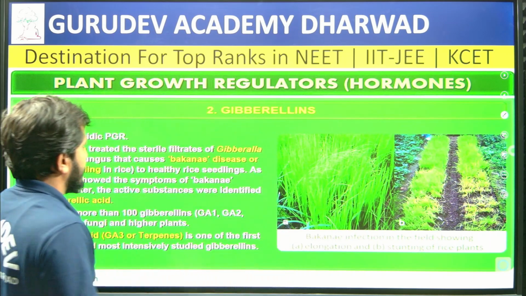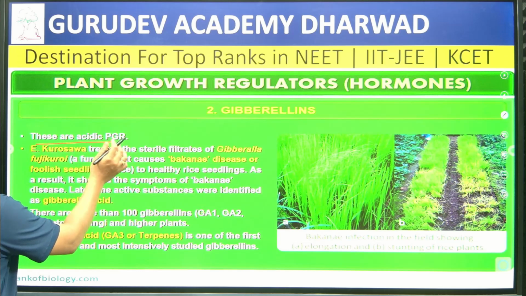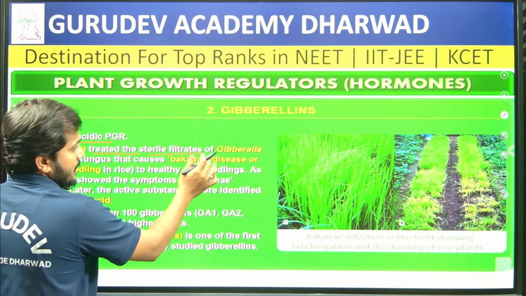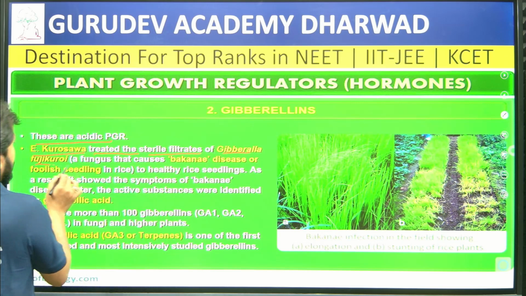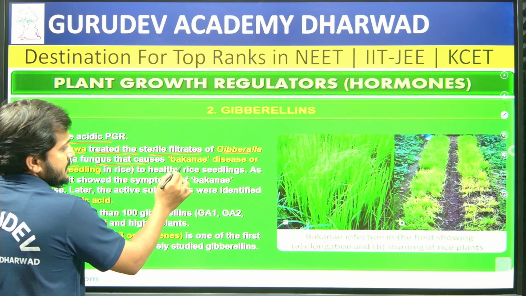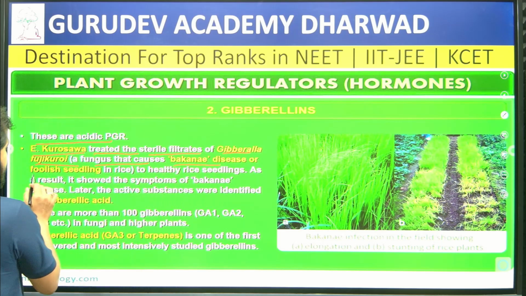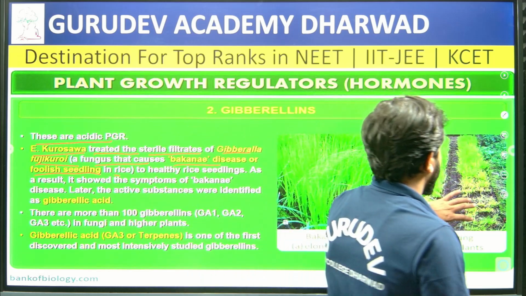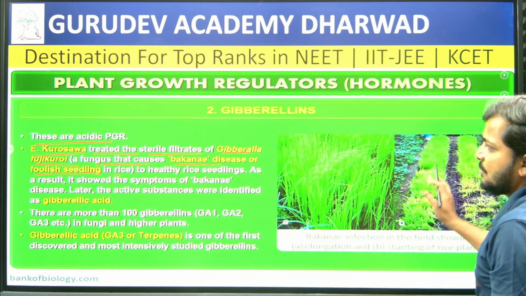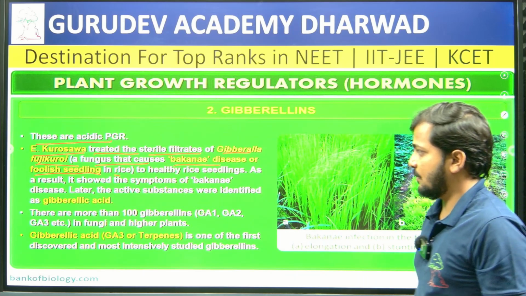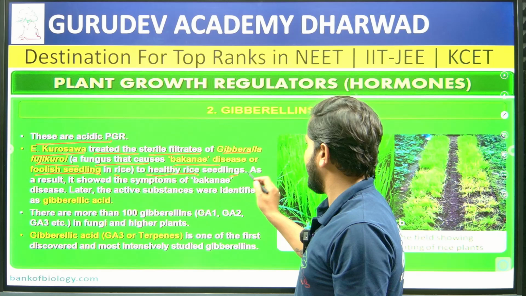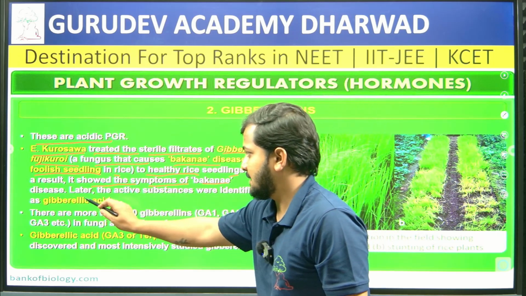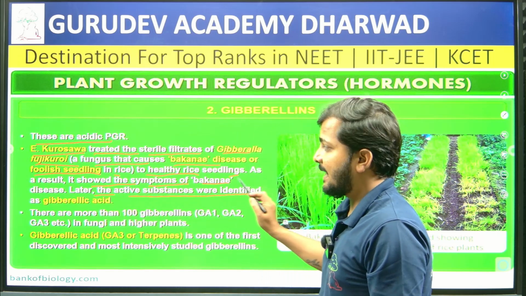So these are the acidic PGPR. E. Kurosawa treated the sterile filtrate of Gibberella fujikuroi, which is a fungus that causes a disease known as Bakanae disease, or the foolish seedling disease of rice, right? The stunted growth we are seeing is due to Bakanae disease only. When applied to a healthy rice seedling, as a result, it showed the symptoms of Bakanae disease. Later, the active substances were identified.